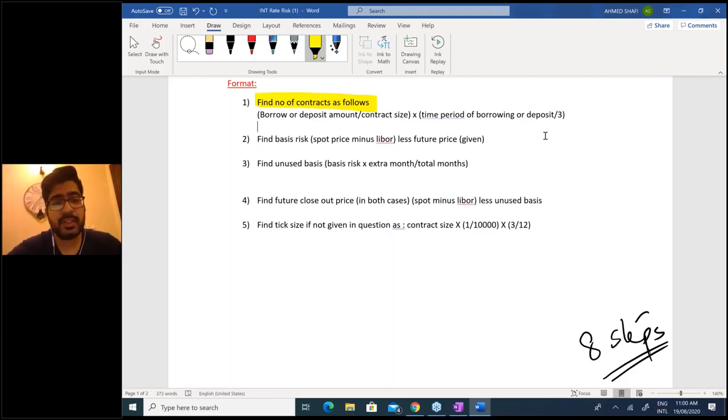Find number of contracts. It's borrow or deposit amount over contract size into time period of borrowing or deposit over 3. Then you need to find basis risk. It's spot price minus LIBOR less futures price, that would be given. Then you need to find unused basis: basis risk into extra months over total months. Then find future closeout price in both cases. What is this both cases?